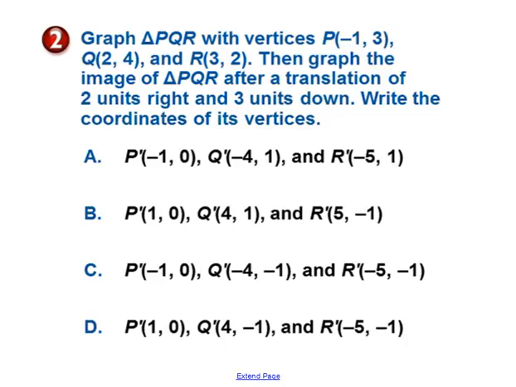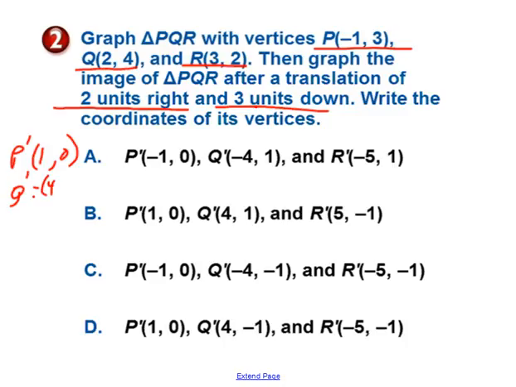Has to do the same thing here with the vertices at -1, 3, 2, 4, and 3, 2. Translation of 2 units to the right and 3 units down. So P prime would become 2 units to the right, so I'd add 2 to -1, I'd get 1. And then 3 units down, so subtract 3 from 3 becomes 0. Q prime would be 2 more units, which would be 4, and then 4 subtract 3 would be 1, so it'd be 4, 1.